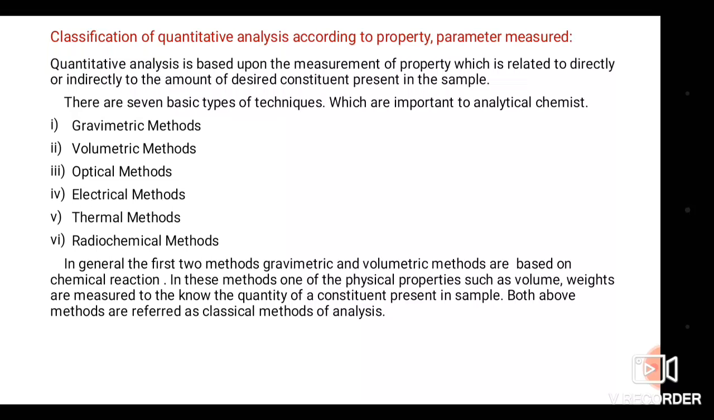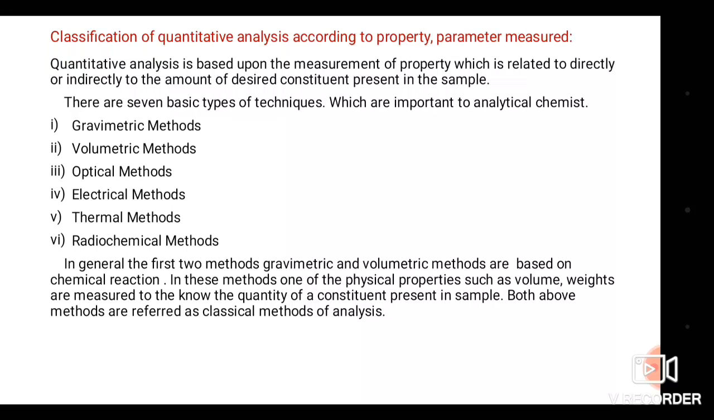In general, the first two methods, the gravimetric and volumetric methods, are based on chemical reactions. Generally, these two methods are known as classical methods of analysis because these are the oldest methods. In these methods, one of the physical properties such as volume or weight is measured to know the quantity of the constituent present in the sample. Both methods are referred to as classical methods of analysis.